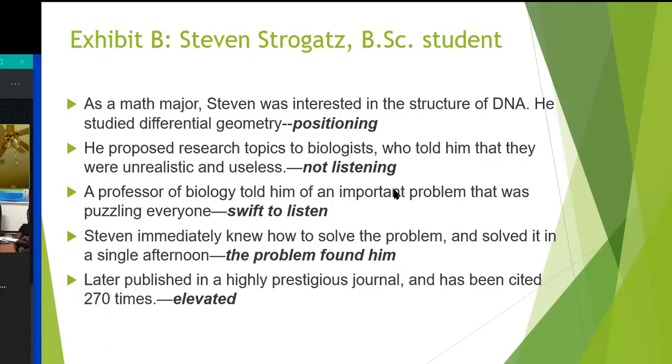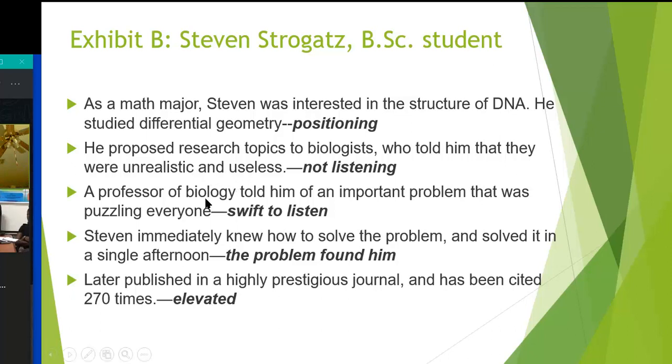Stephen Strogatz, a Bachelor's of Science student. As a math major, he was interested in the structure of DNA. So he studied some mathematics that was related to DNA. He also studied biology. Because he wanted to do research that had impact, he talked with biologists and proposed several research projects to them based on his understanding from a mathematical point of view. They told him that what he was saying was nonsense, that things don't really work that way, and that what he was talking about was theoretical and unrealistic.